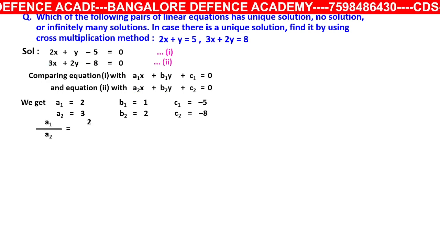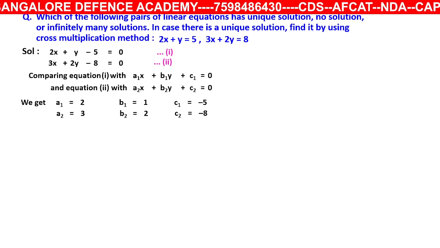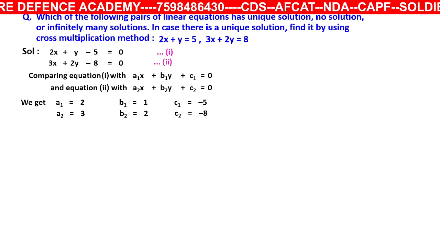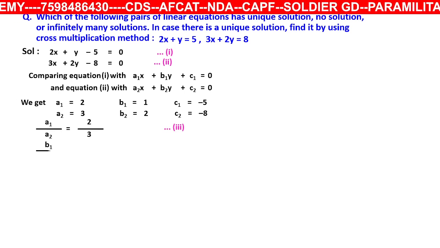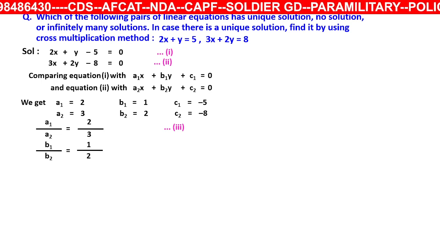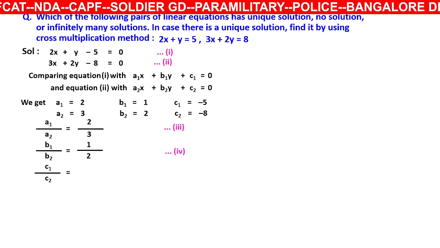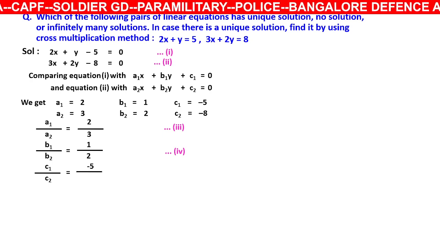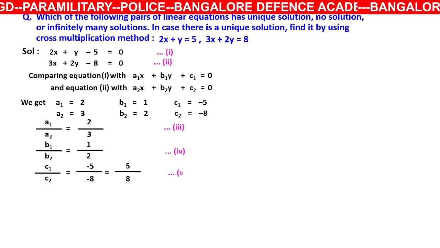Okay, so now first you have to put conditions of unique solution, no solution, or infinitely many solutions. You have to check a1 by a2 is equal to b1 by b2, then you have c1 by c2. So now you look at the values. a1 by a2 is 2 by 3, b1 by b2 is 1 by 2, and c1 by c2 is minus 5 by minus 8, or you can say 5 by 8.